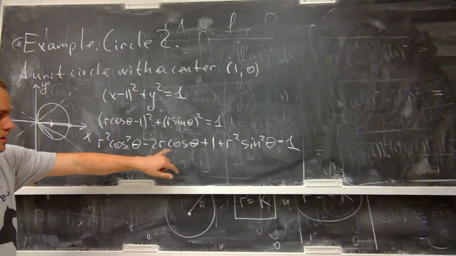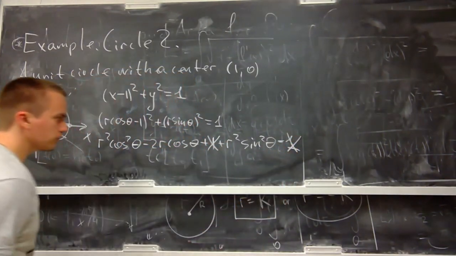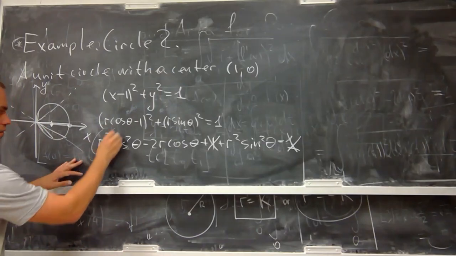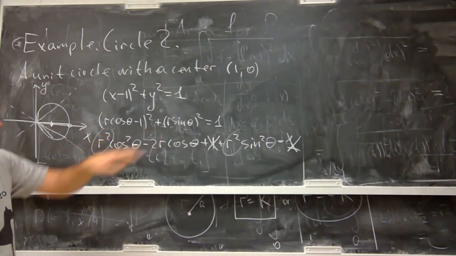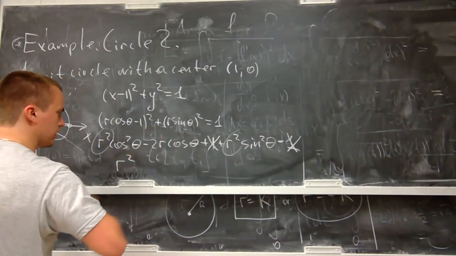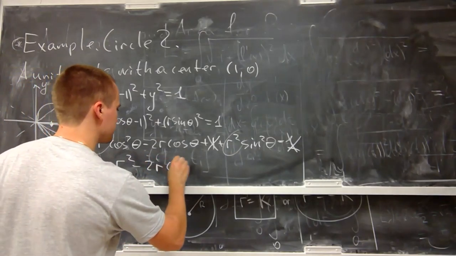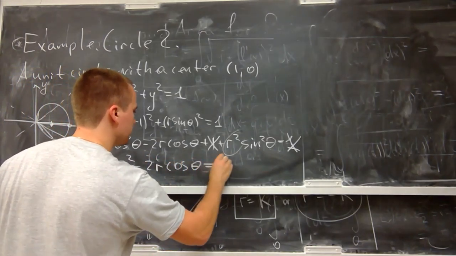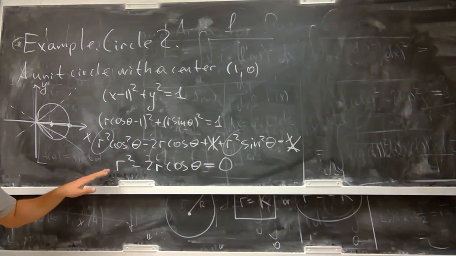What will I get? The 1 and 1 will cancel. Then if I factor r squared, I get cosine squared plus sine squared equals 1. So I will have just r squared minus 2 r cosine theta equals 0. I can simplify this formula even more. What do I need to do? I need to factor out r.